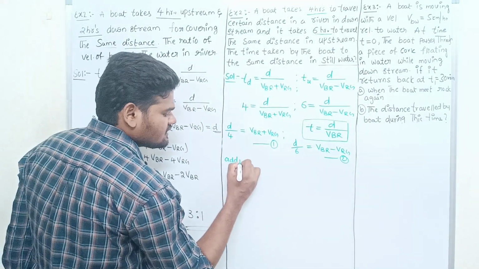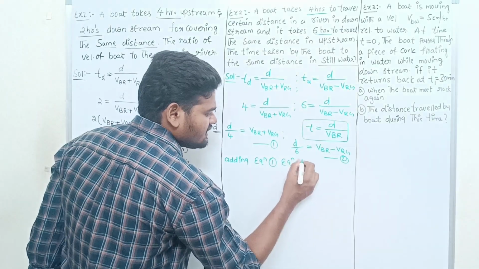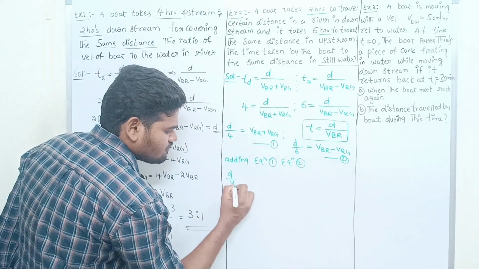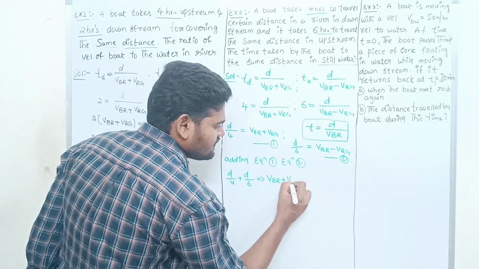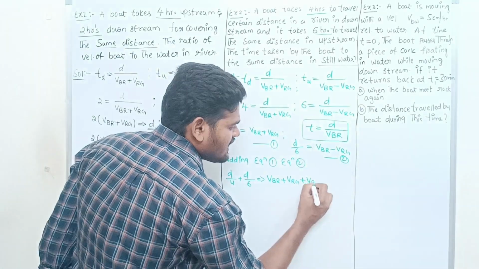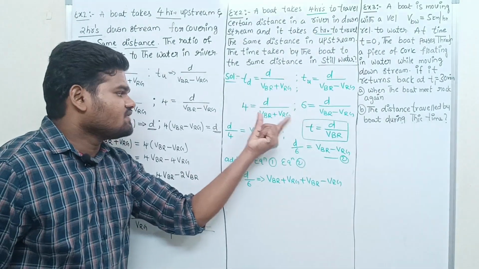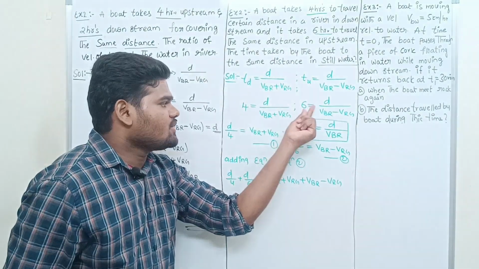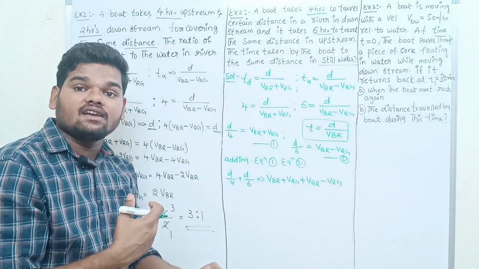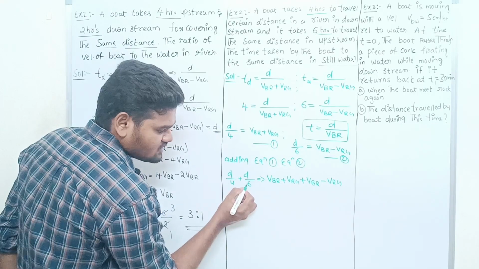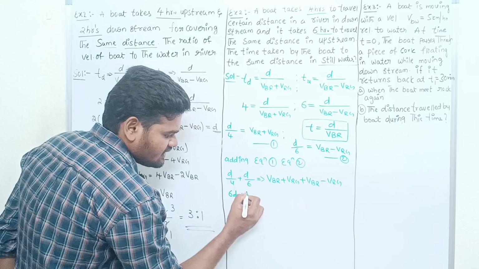Add. I'm adding equation 1 and equation 2. It becomes d by 4 plus d by 6, that is equal to VBR plus VRG plus VBR minus VRG. After getting these two equations, I'm adding those two equations. I got it like this. So here we have to take the LCM. 6 into d, 6d, plus 4 into d, 4d.